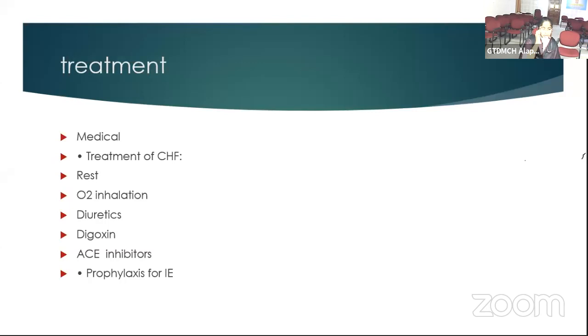Then coming to the treatment, there is medical management and surgical management. Medical management is treatment of congestive cardiac failure. It consists of rest, oxygen inhalation, diuretics, digoxin, ACE inhibitors. Then another thing that might require medical management is prophylaxis for infective endocarditis.